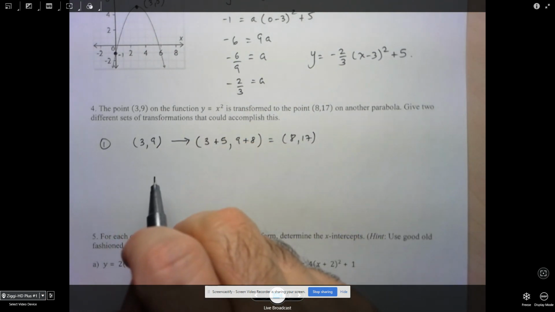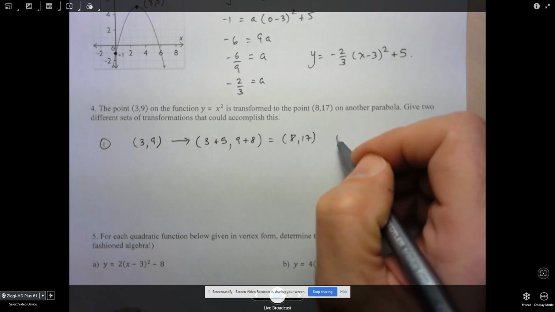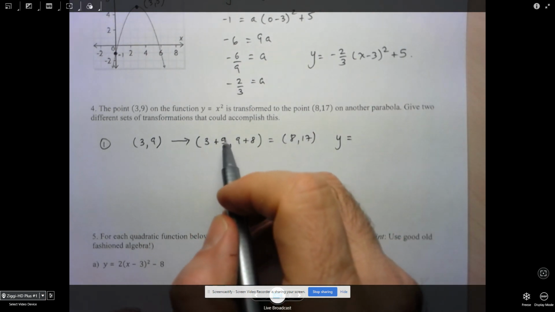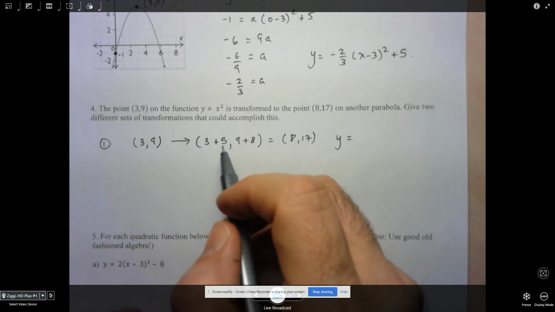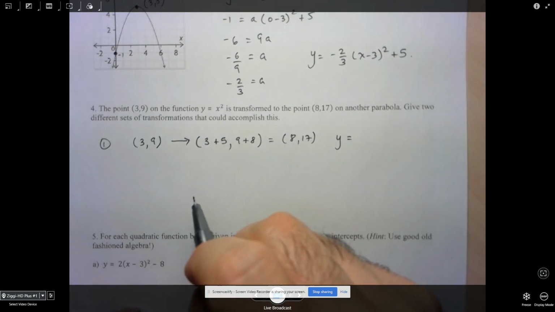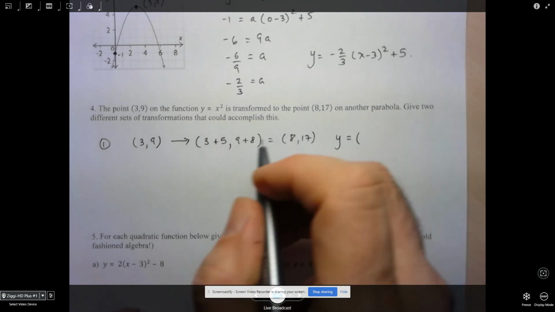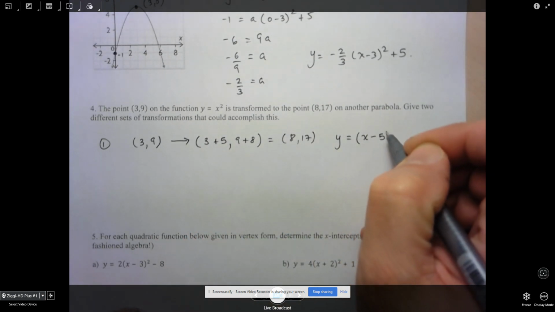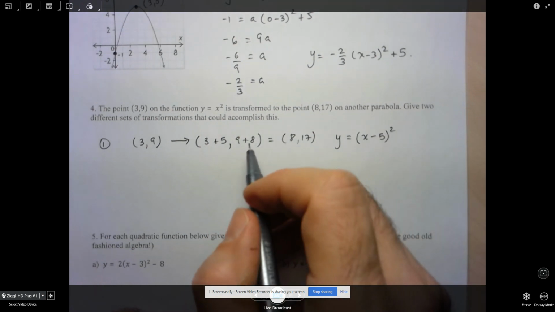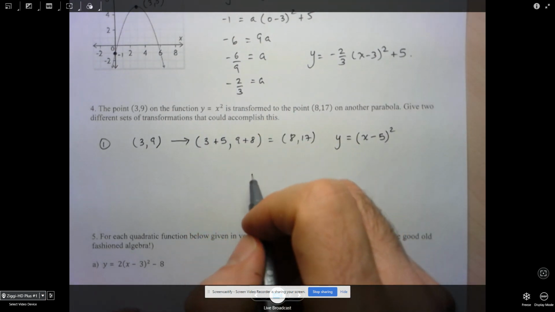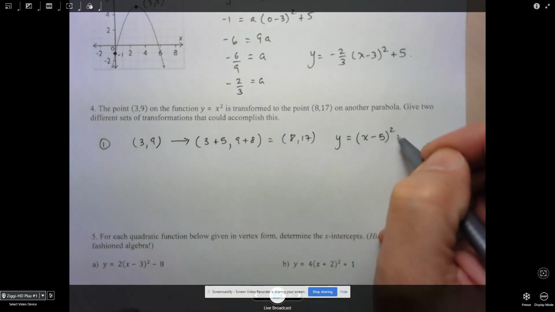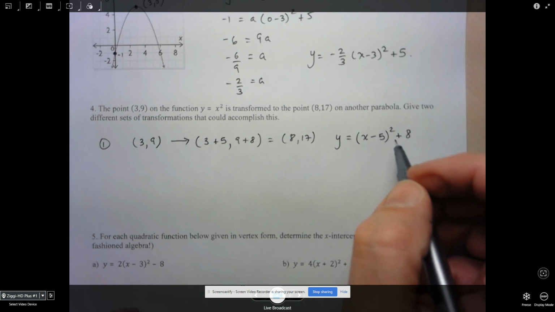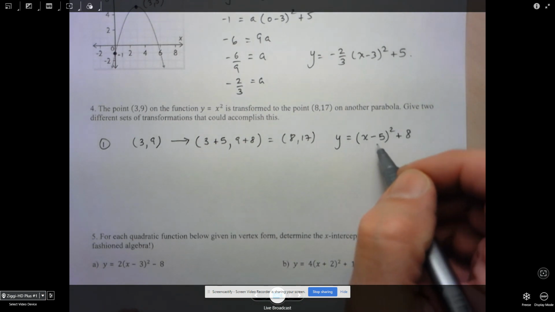All right. But if I want to write the equation, this is where I have to be careful, because remember that anything that's horizontal will always have the opposite effect to what we see in the equation. So if we're going 5 to the right, we're actually going to see x minus 5 in the equation. And then if we're going 8 up, anything vertical follows the same operation. So in this case, plus 8. Okay, so this is one that'll work.